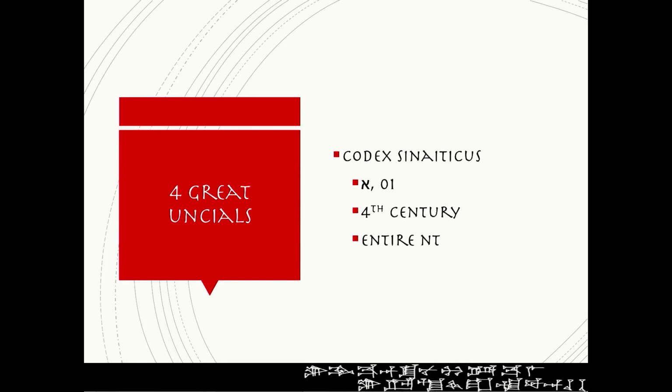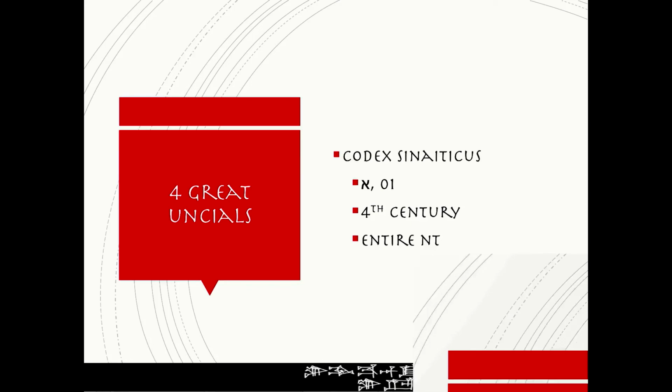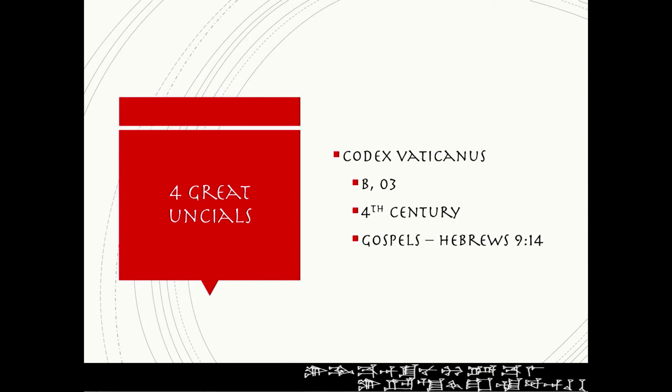Codex Sinaiticus is represented by the Hebrew letter Aleph, Uncial 01. It is a 4th century manuscript, so slightly earlier, and it contains the entirety of the New Testament text as well. Finally, Codex Vaticanus, represented as B, or 03, is a 4th century manuscript, and while it doesn't contain the entirety of the New Testament text, it has the Gospels through partway through chapter 9 of the book of Hebrews. So these are our 4 great uncials, very important for textual criticism.